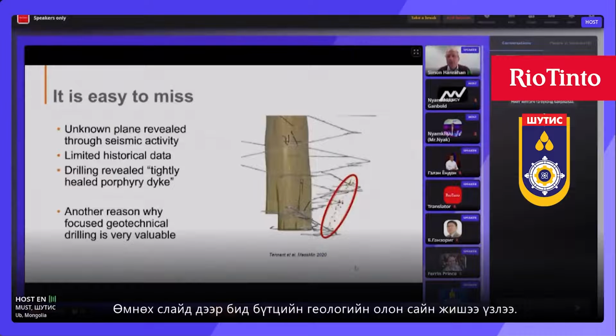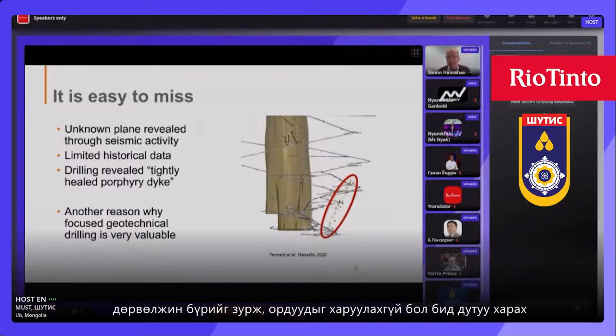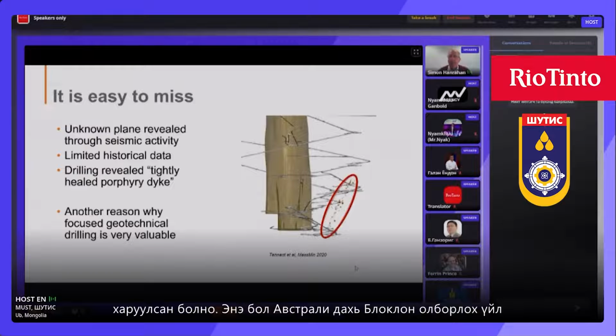So while we saw on the previous slide a lot of good examples of structural geology, the bottom line is it's easy to miss that. Unless we drill every square inch of the deposit to find out exactly what's going on in the whole rock mass, there will be gaps in our knowledge. And this is very clearly illustrated in work that was done from Cadia here. This is a paper that Cadia, which is a block cave operation in Australia, shared.